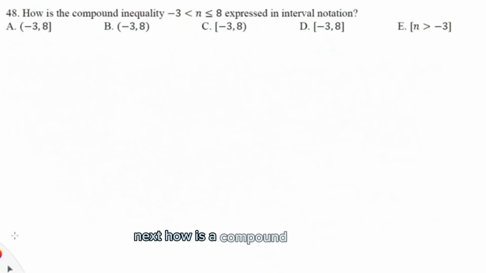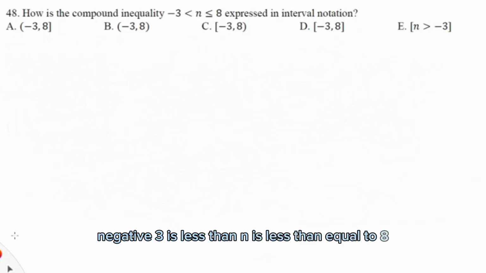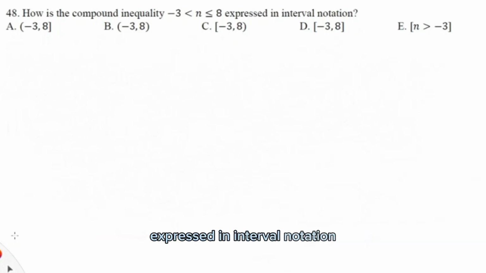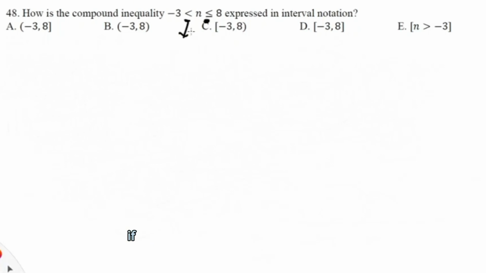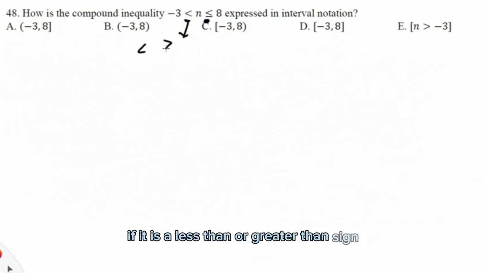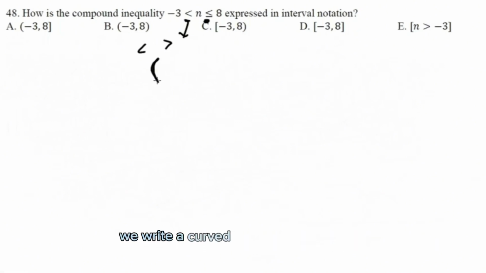Next, how is a compound inequality negative 3 is less than n is less than or equal to 8 expressed in interval notation? Alright, the way we express a compound inequality in interval notation is we look at the two symbols given. So let's just take the first symbol, right? If it is a less than or greater than sign, we write a curved line like this. However, if it is a less than or equal to or greater than or equal to sign, we would write a square bracket like this.